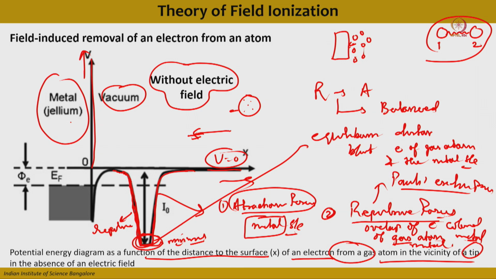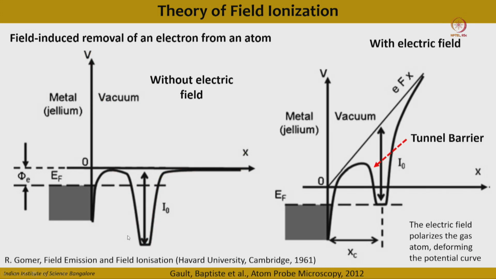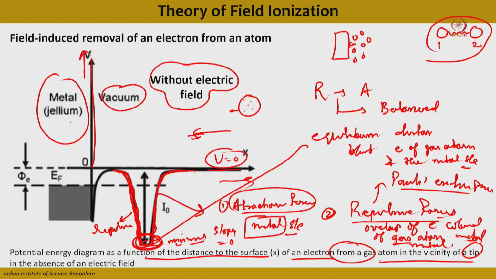Now the slope of the potential energy curve. The slope of the potential energy curve represents the force acting on the electron of the gas atom. Here the slope changes, it shows the attractive force. Here the slope is changed, here the repulsive forces, but at this minimum point your slope is 0. It indicates that the net force on the electron at the lowest position is 0. And this potential energy curve of an electron of the gas atom in the presence of the metal surface is the basis for field ionization.